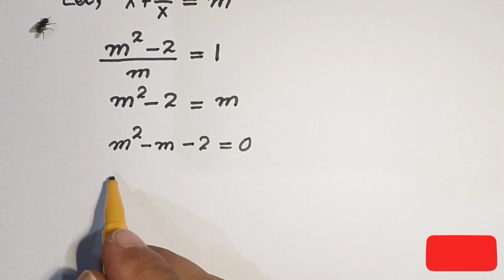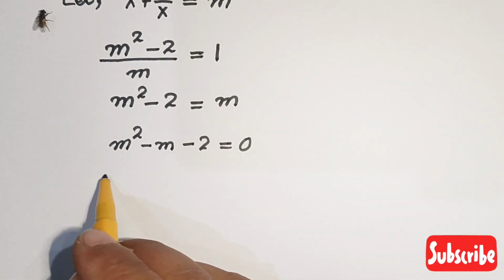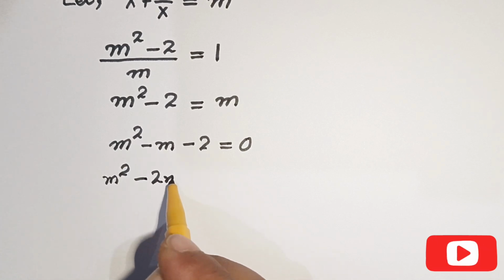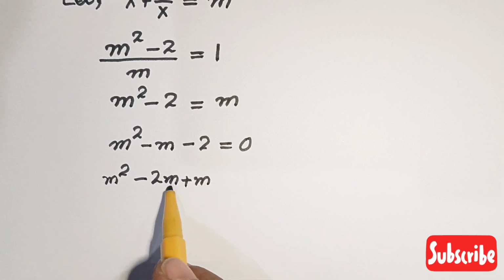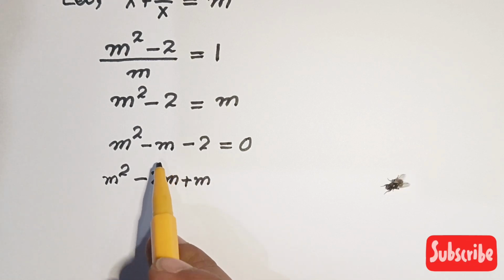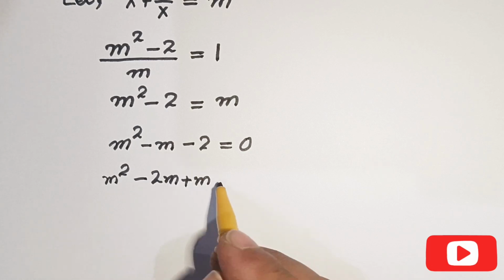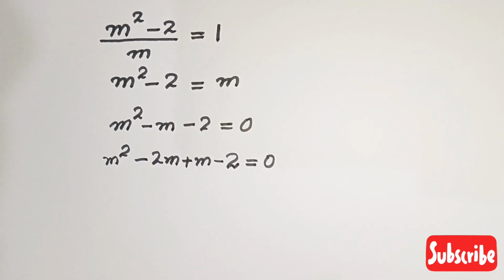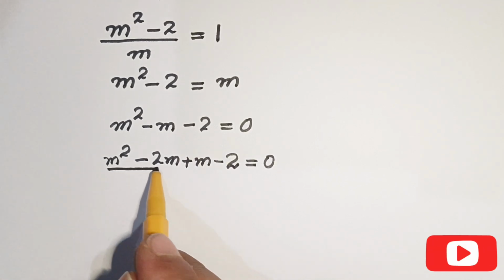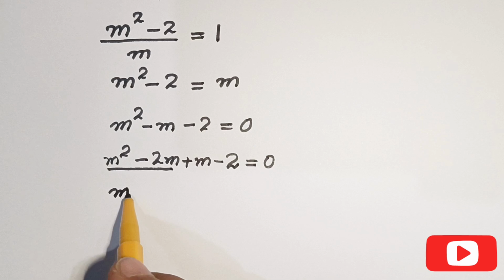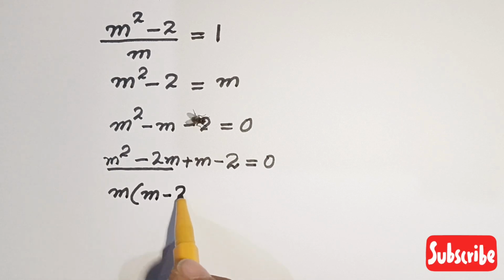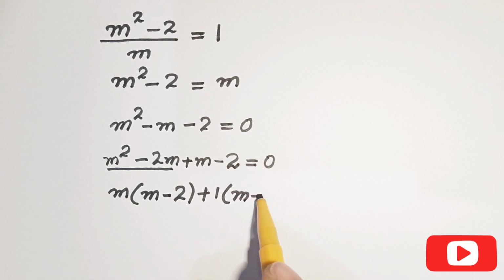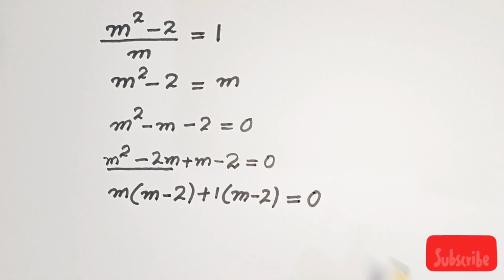By the factorization method, we write that m squared, and 2 times 1 is 2, so we write minus 2m plus m. So minus 2m plus m is equal to minus m. We have just split the middle term, so minus 2 is equal to 0. Now if we take m common in this first group, then we have m times m minus 2, and here plus 1 is common, so m minus 2, which is equal to 0.